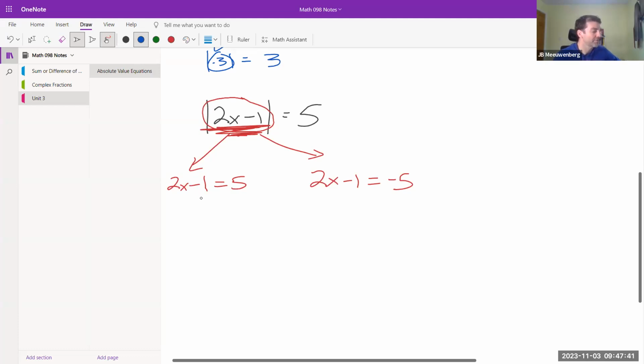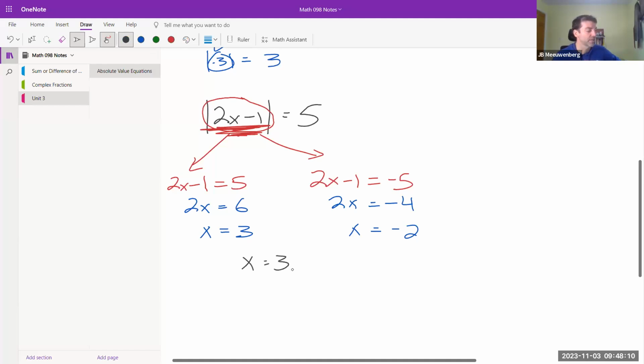So let's solve this first one. Add 1 to both sides, and we get 2x equals 6. Divide both sides by 2, and we get x is equal to 3. Over here, if we add 1 to both sides, this clears, and we're left with 2x equals -4. And dividing both sides by 2, we get x is equal to -2. And so what we end up with again, are two different solutions, x equals 3 or -2.